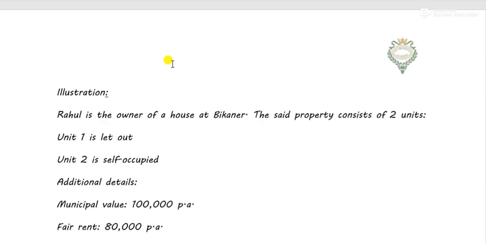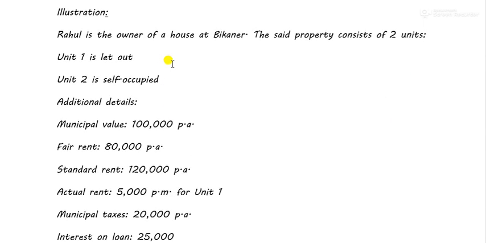Now coming to the second part of our sums, Rahul is the owner of a house at Bikaner. The said property consists of two units. Unit 1 is let out and unit 2 is self-occupied. So his house has been divided into two properties. Now you can assume that the property has been divided into ground floor and first floor, or you can also assume that the property has been divided area wise.